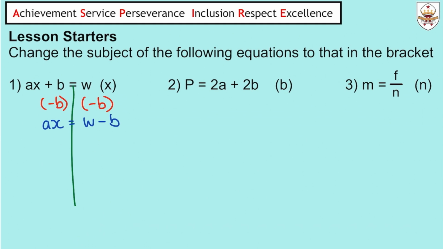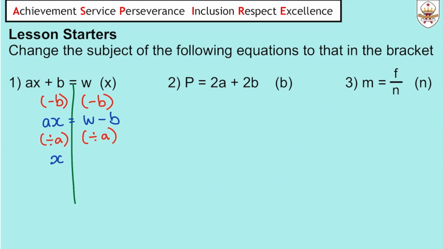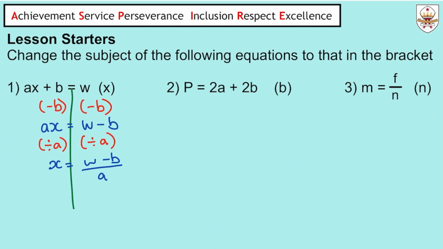So we're going to divide by a on the left hand side, divide by a on the right hand side. This is going to give us x is equal to w minus b all over a. So let's look at question number 2.